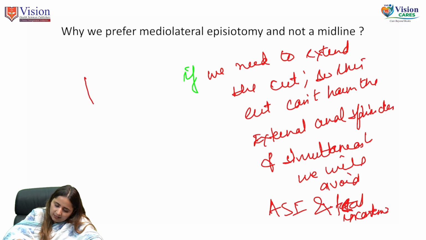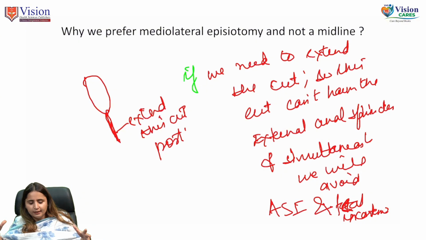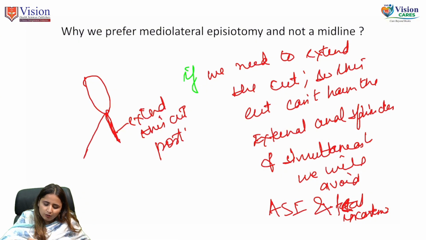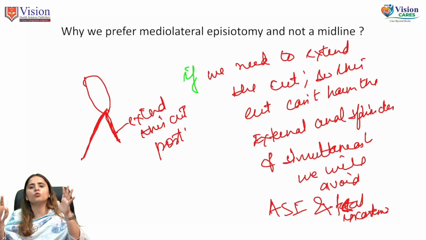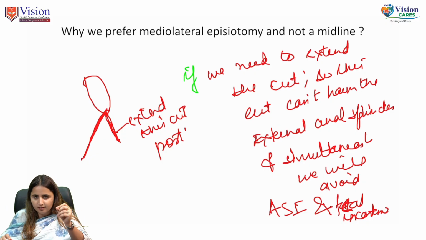See, if we make a midline cut, it will go straight. So if we need to extend this cut posteriorly, it will lead to injury to the anus. Whereas in case of the mediolateral, if we want to extend this cut, it is not going to harm our anus. It is not going to cause injury to the external anal sphincter, right?